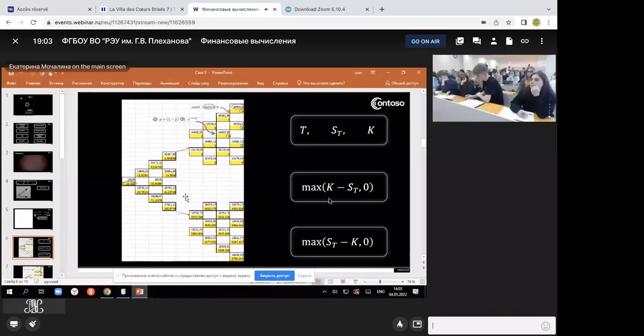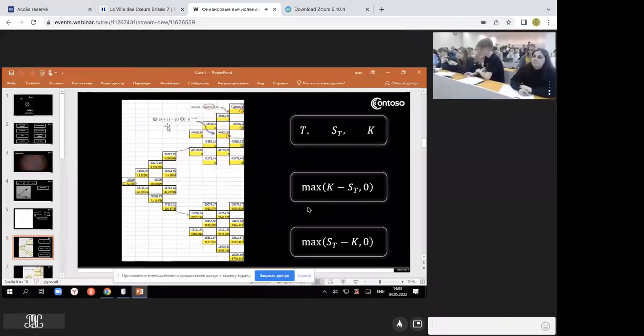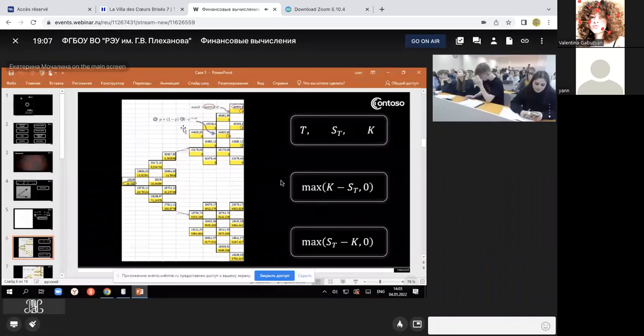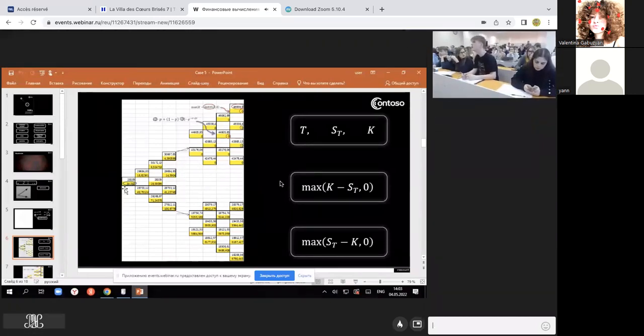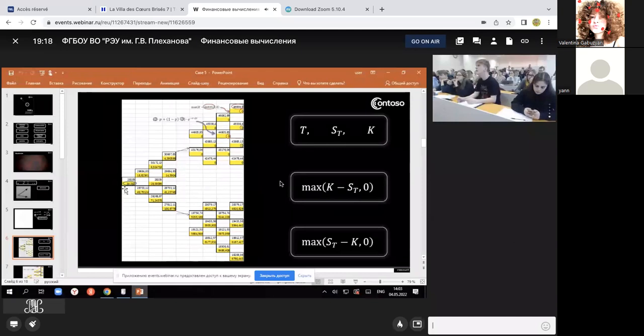I think that's all. Any questions about this formula and about how to calculate the price of option? Does somebody want to ask a question? Because at this moment I will consider that everything is clear and we will go to the next model.